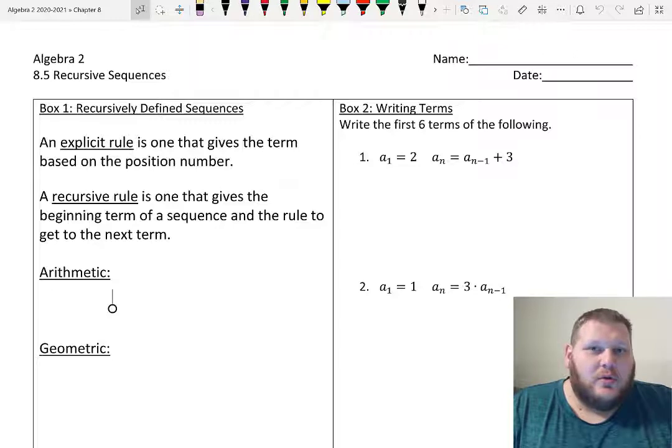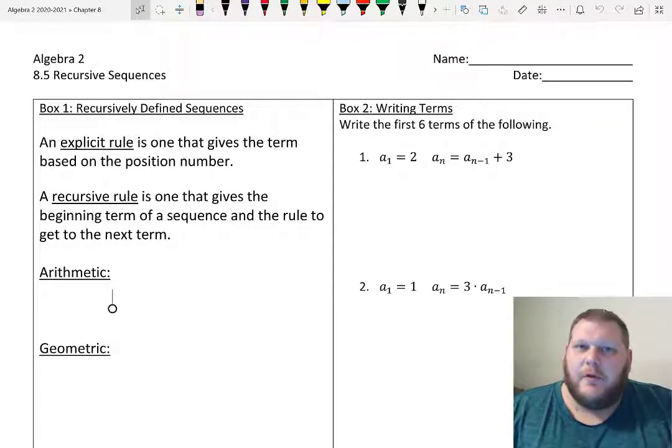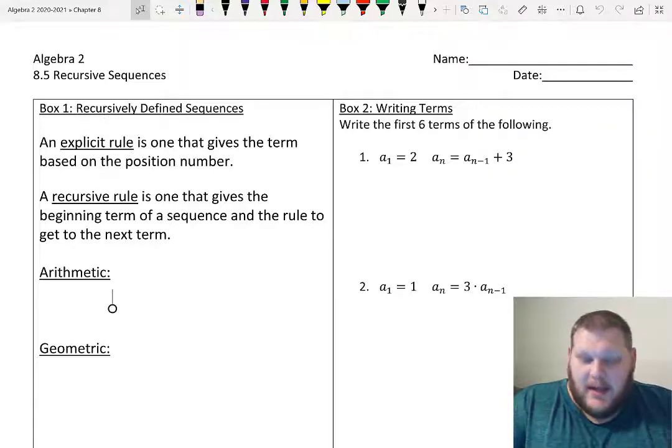In an explicit rule, we can just pick out what term number we want, plug that number into our equation, and it tells us what that term would be. So if we wanted the 10th term in my sequence, I would plug in 10 for my n value, and whatever number I get back out as my solution from my equation would be the 10th number in my list. That's what we've been working on.